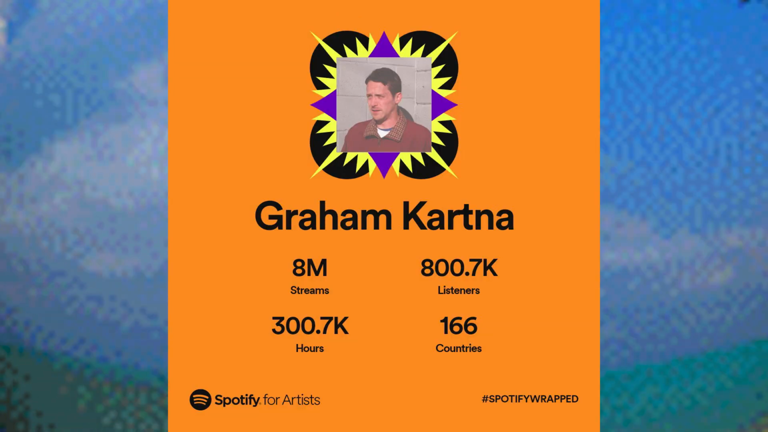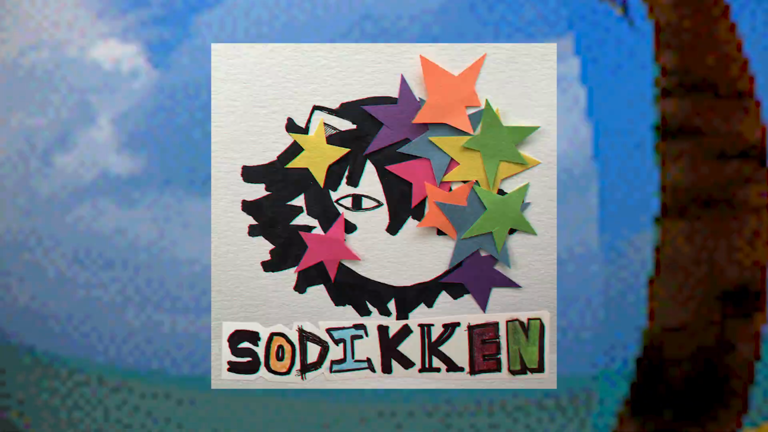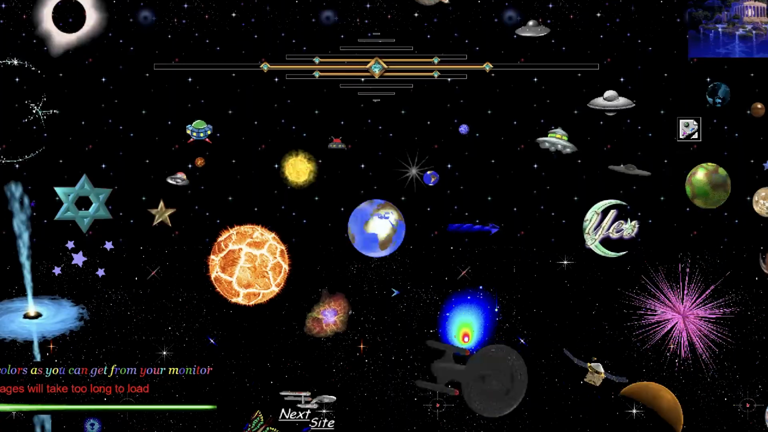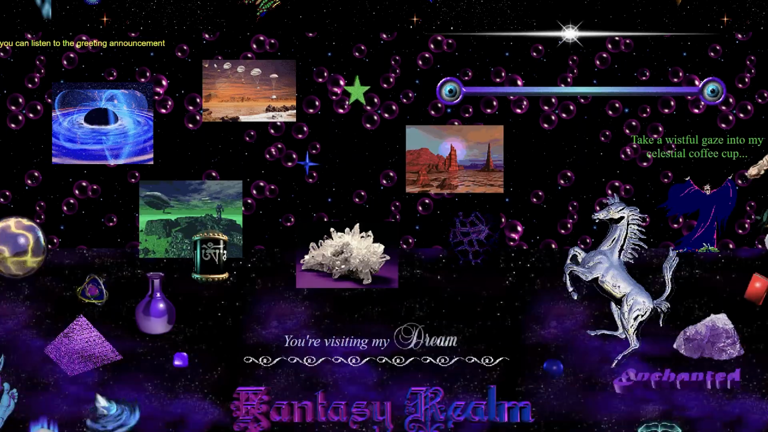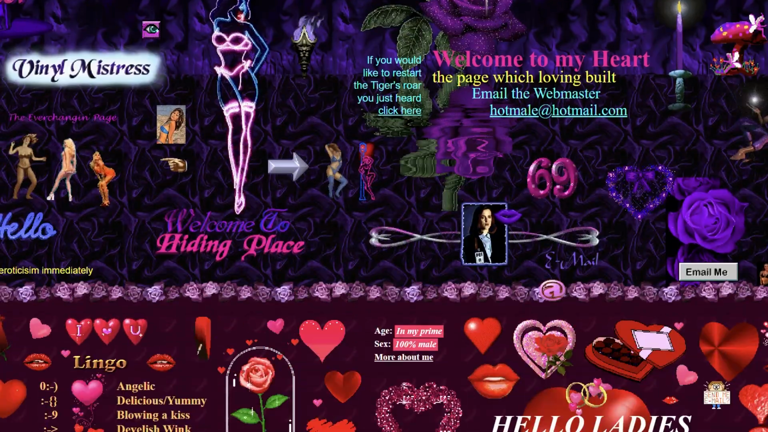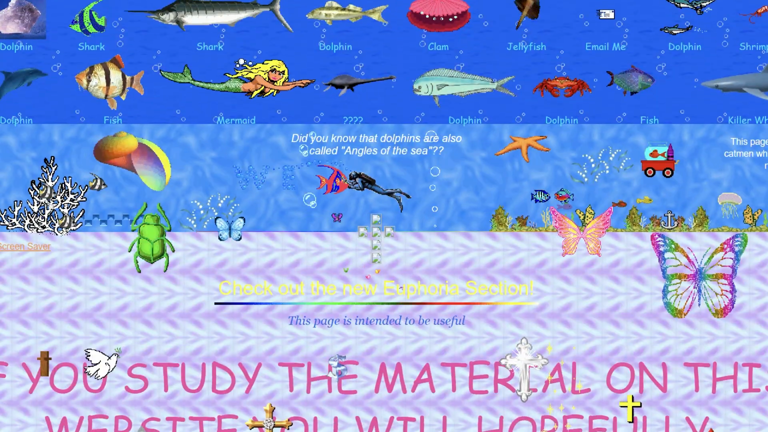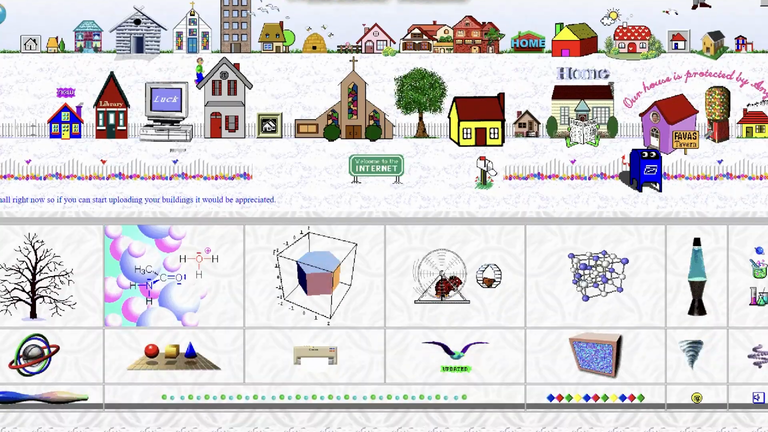Some musical artists that have been associated with this aesthetic are Graham Cartner, The Scary Jokes, Jack Stauber, and Sodakin. The weird and whimsical sounds that these artists produce really sound like a tribute to those simpler times. If you're curious to see more of what this aesthetic looks like, I highly recommend checking out the website Cameron's World, which is a tribute to the aesthetic and truly a love letter to their old internet days.